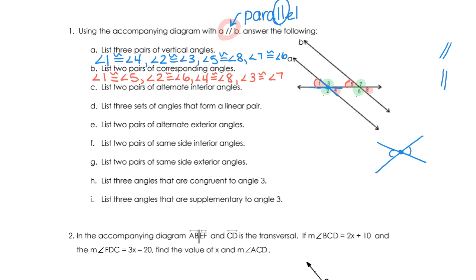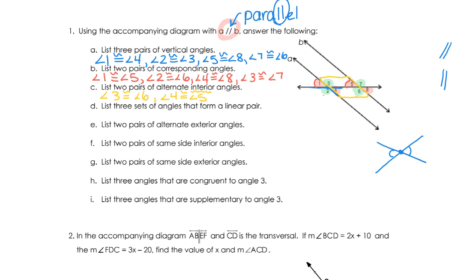Part C, list 2 pairs of alternate interior. Okay, so remember the word interior. These are the angles in between your parallel lines, okay? And they want alternate interior. So if we pick angle 3, it would be angle 6 as its alternate interior pair. And notice they're the same color, and so they would be congruent. The only other pair would be angle 4. His alternate interior would be angle 5, and they would be congruent because they're the same color that I highlighted them in.